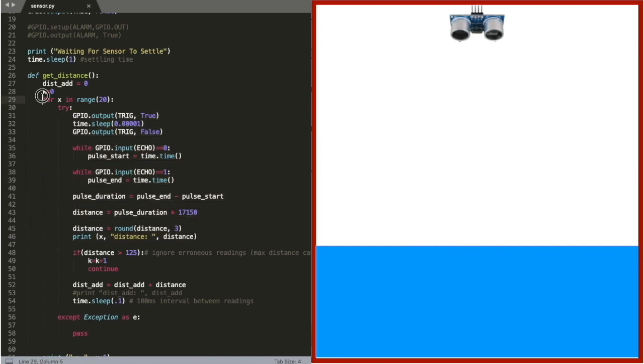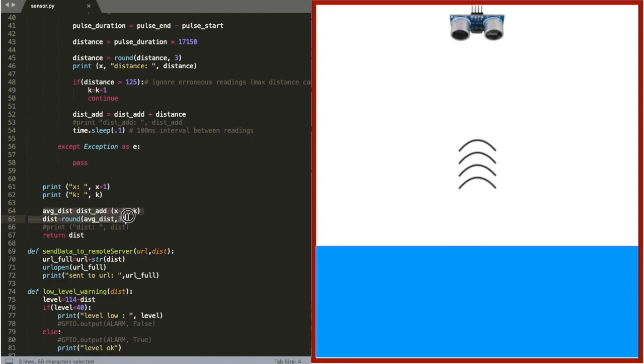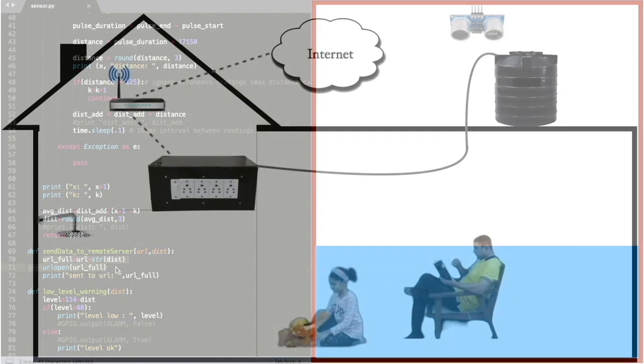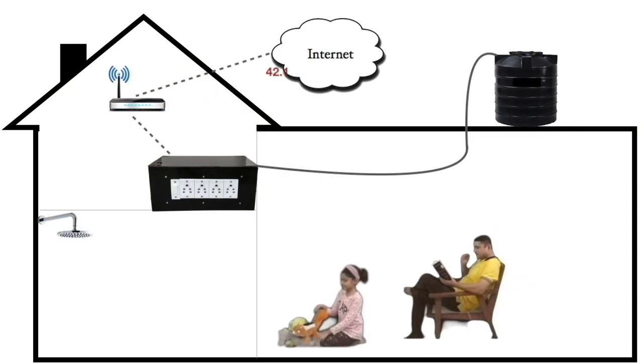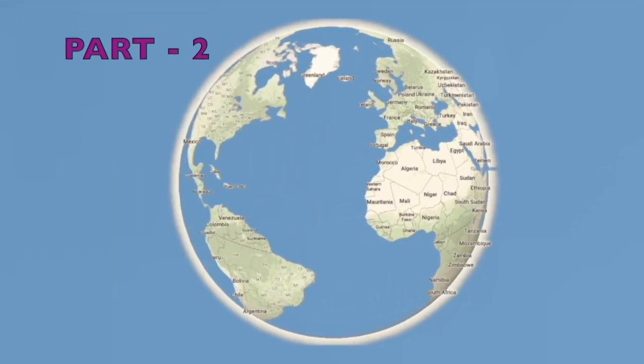The script takes 20 readings at a time within seconds and calculates the average to get the distance value. Then it sends this value as get parameter to a remote PHP file over the internet. So basically, Raspberry Pi keeps measuring the water level every minute and keeps sending the data to remote site. Now, let's see what's happening in remote site.